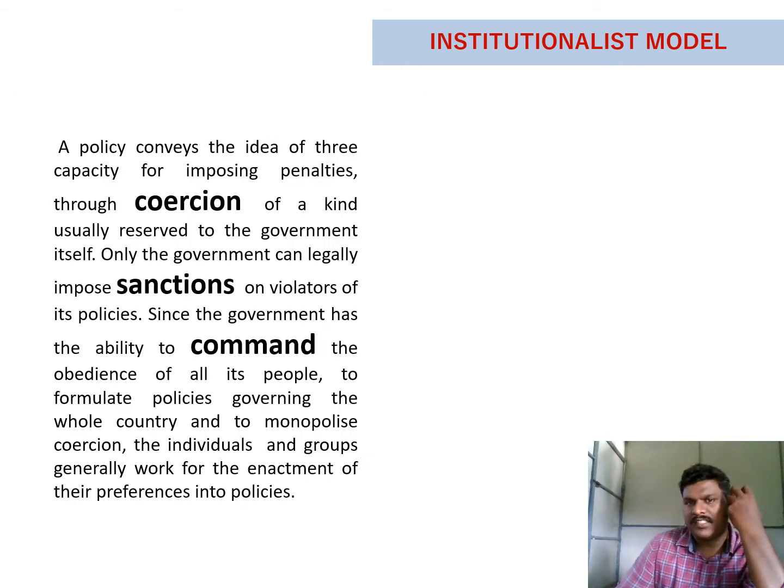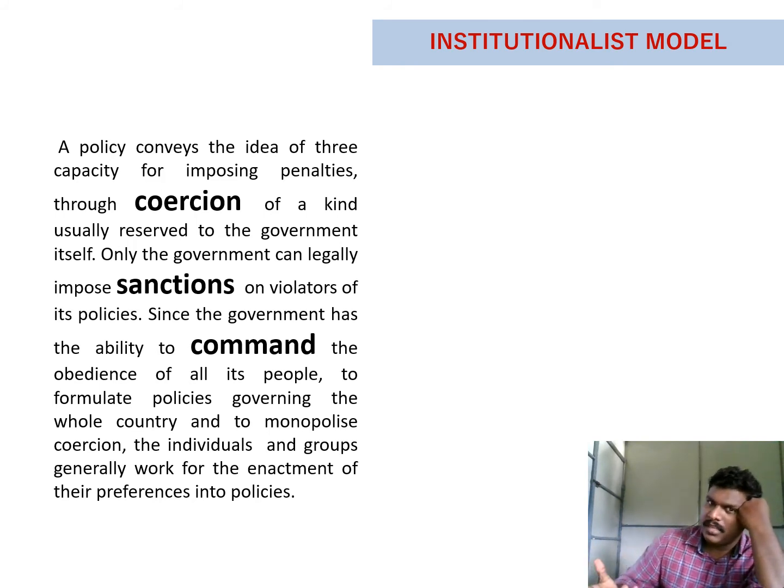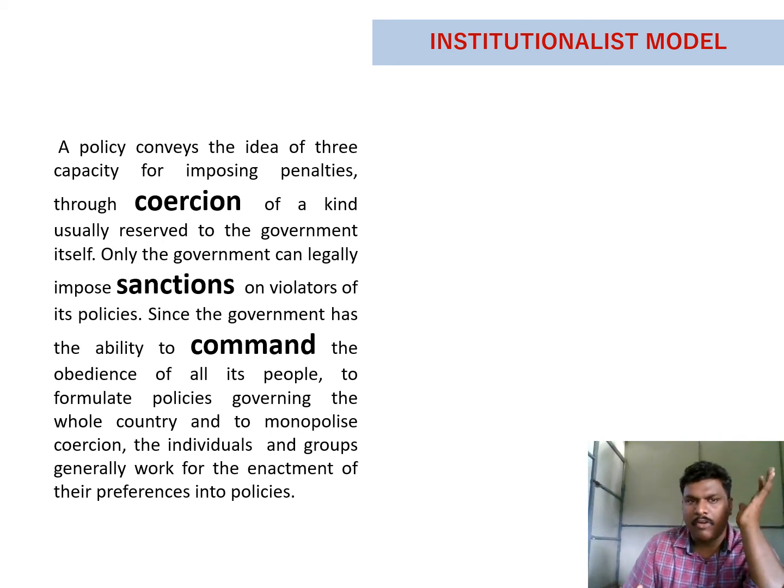So a policy conveys the idea of the capacity for imposing penalties. When we consider the character of penalties, it has three dimensions. Coercion is one side, coercion of a kind usually reserved to the government itself. Only the government can legitimately, legally impose sanctions. They can ban someone who violates the law. Government can impose sanctions on violators of its policies.